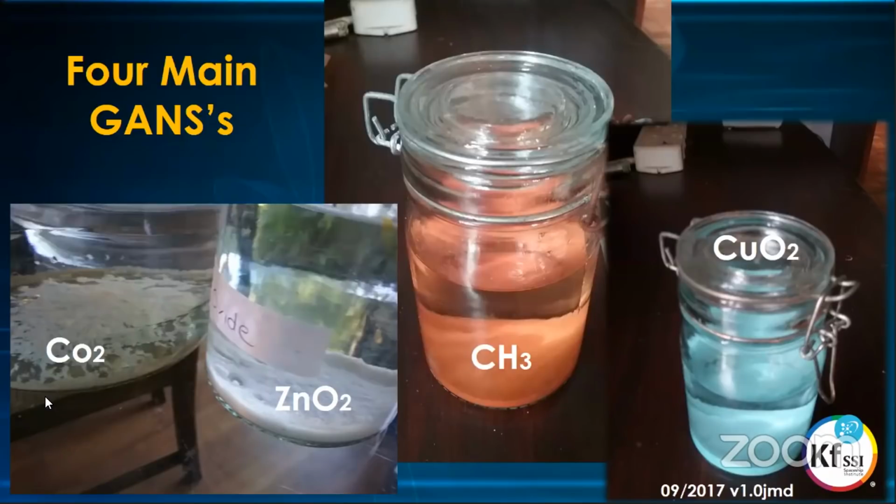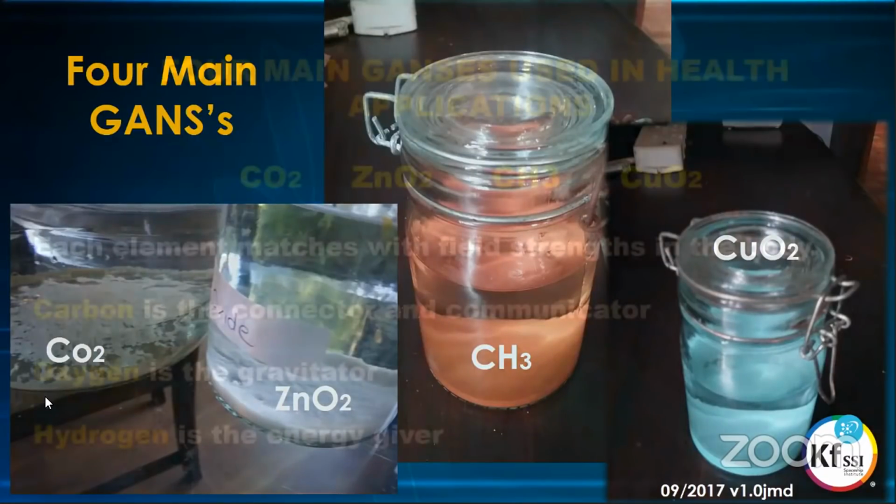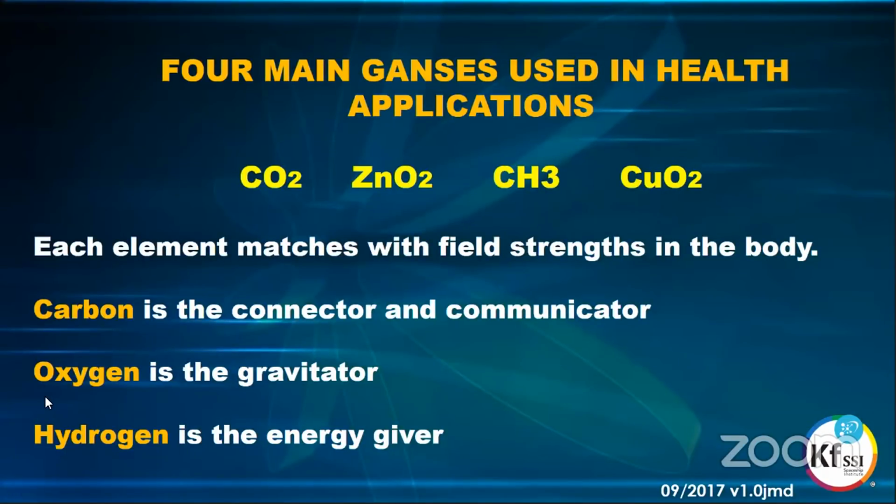So we've done the 4 main GANS. There are many other GANS that one can make, but these are the 4 basic ones that we've created. And each one of them is going to have different applications, or combinations of them will have different applications.